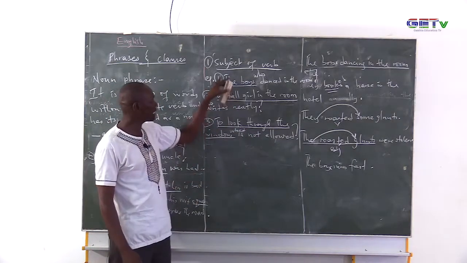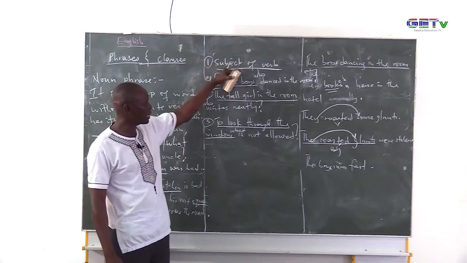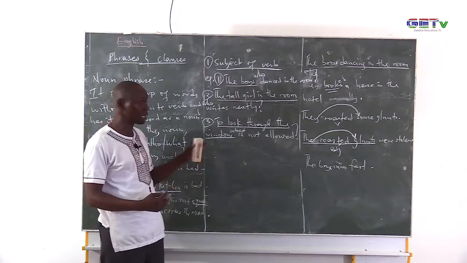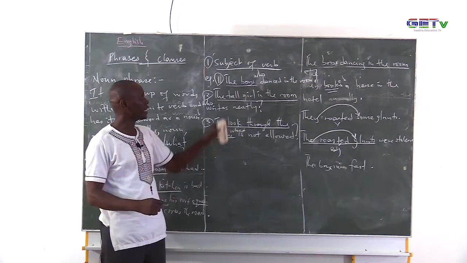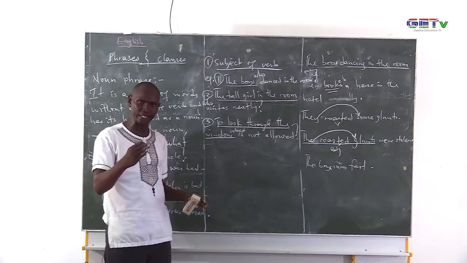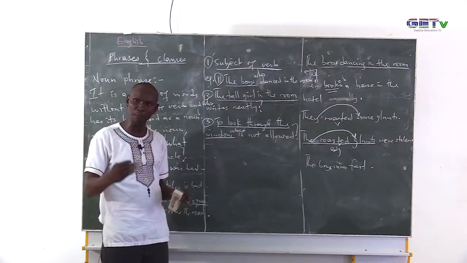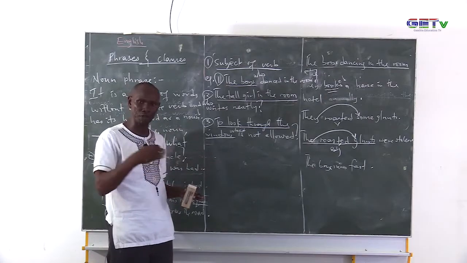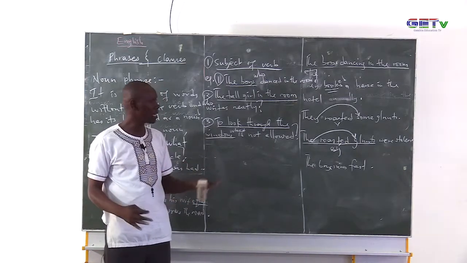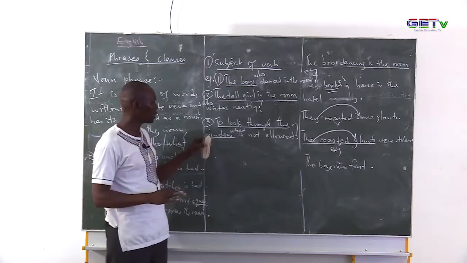So basically what we do here is that by looking at these examples, whether they are short or long, it's not important. What is important is, do we have a verb in them? If no, phrase. If yes, what type of verb are they? Are they non-finite or finite? In other words, can they change? If they can change, we know it's a clause. If they can't change, we know it's a phrase.